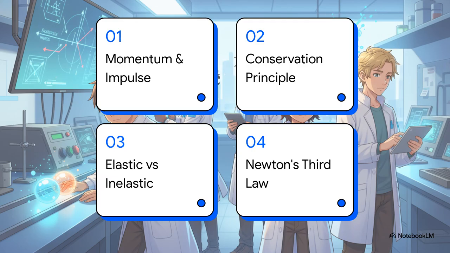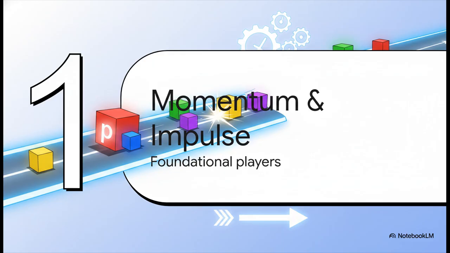Okay, let's dive right into this. Here is our roadmap for today. First up, mastering momentum and impulse. Second, the conservation principle. Third, elastic versus inelastic collisions. And finally, unpacking Newton's third law. Let's get to it. Section 1. Mastering Momentum and Impulse, the foundational players on our one-dimensional track.